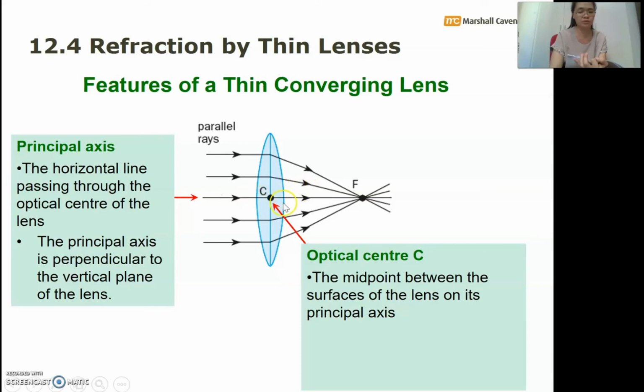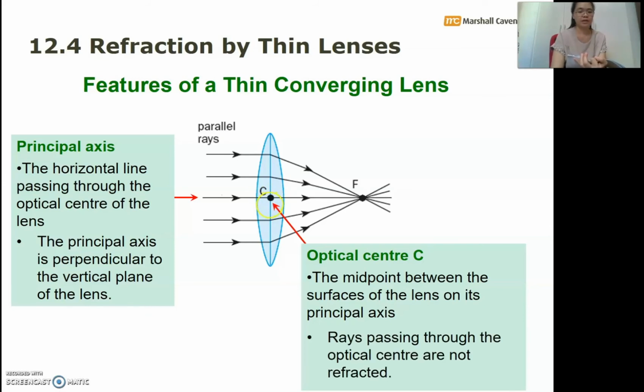So these are the two surfaces. On the principal axis, you have a midpoint, the optical center. Then the rays that pass through the optical center will not be refracted.